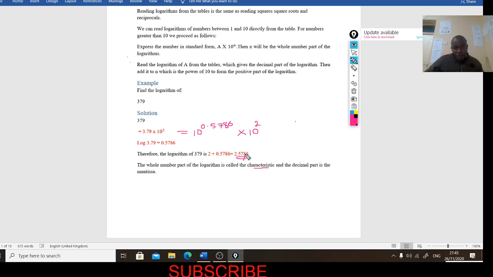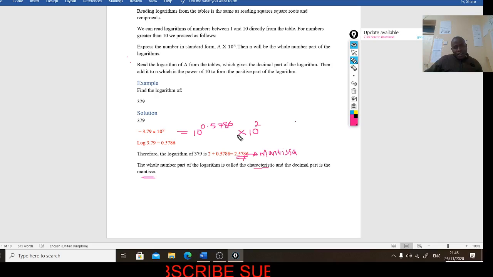And this 0.5786, we call it a mantissa. This we call a mantissa, and the 2 is a characteristic. We call it a characteristic, and this is a mantissa. So that is how we find the logarithm.